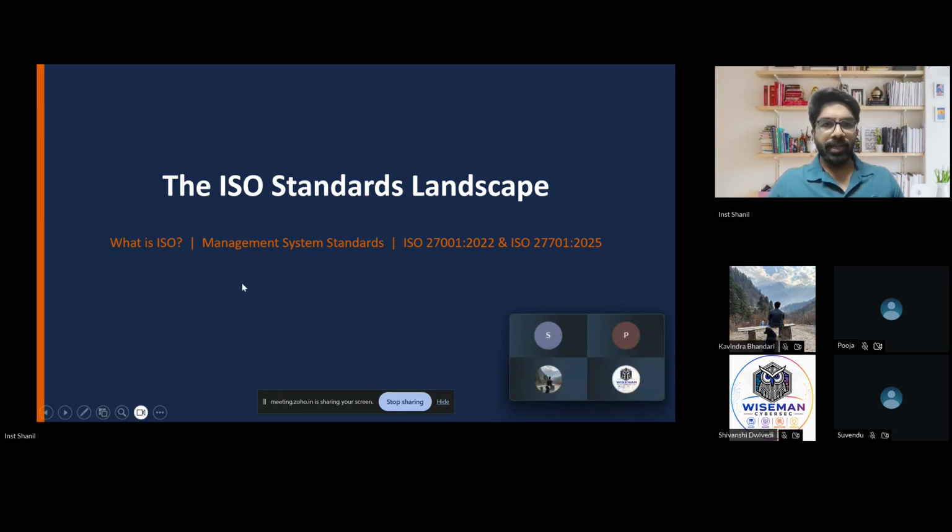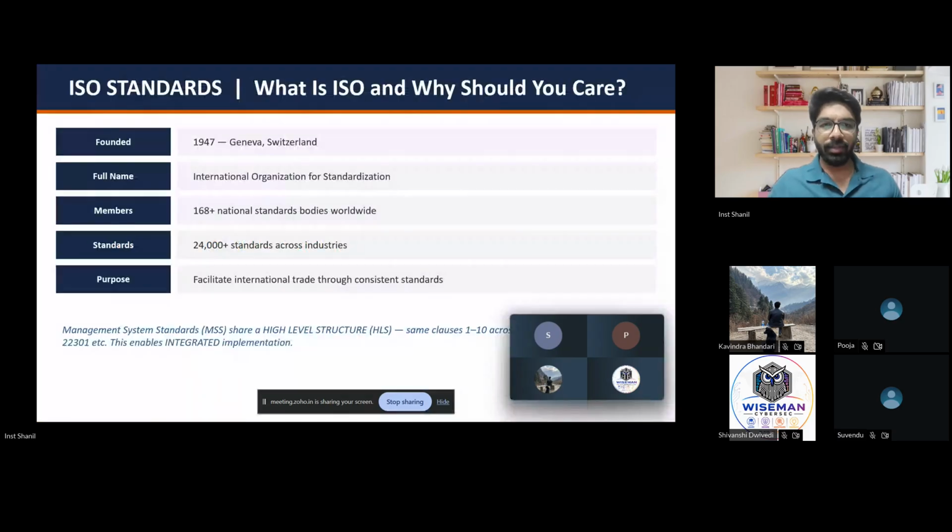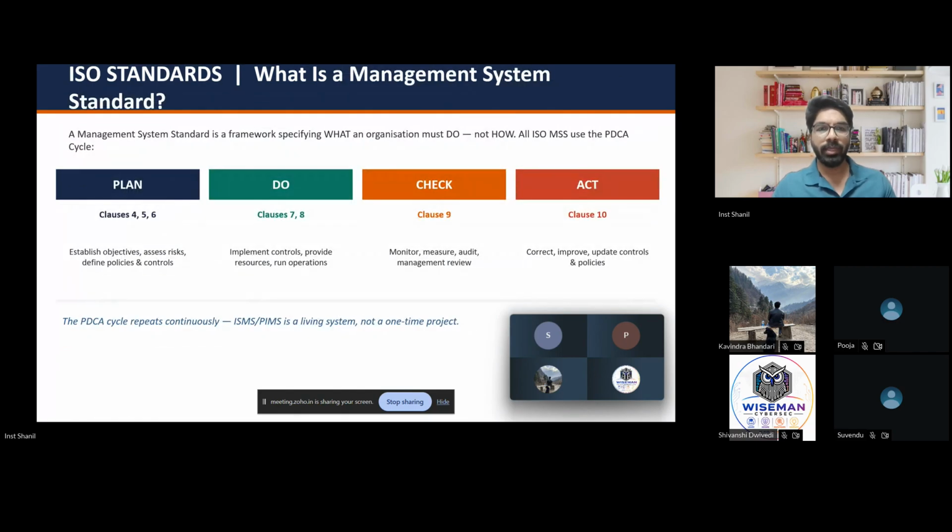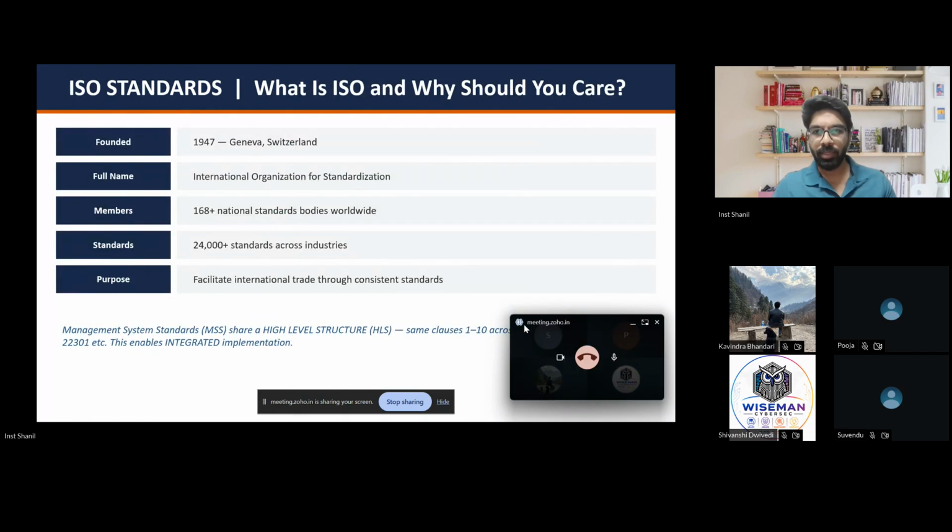ISO standards landscape. So now we are finally entering into the ISO standard. What is ISO and why should we care? ISO was founded in 1947 in Geneva, Switzerland, as the International Organization for Standardization. And there was an additional organization which was also part of it, known as the Electrotechnical Committee. It will appear in the coming slides.